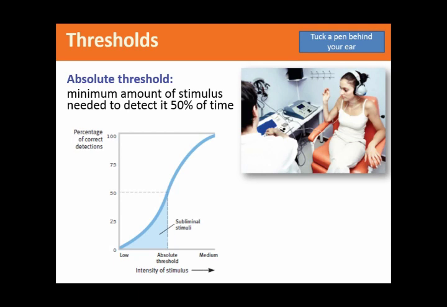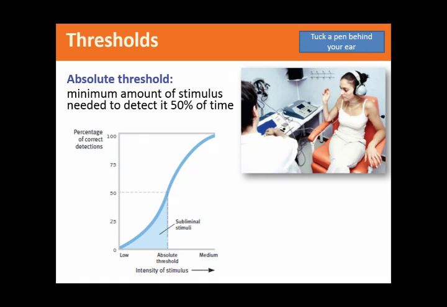Now, here's a graphic depiction of that I lifted from our textbook that shows the intensity of the stimulus along the bottom axis, and then the number of correct detections on the y-axis. And the absolute threshold is at that level of intensity of stimulus where you're detecting the stimulus half the time, right? So to the left of that absolute threshold would be information that you're detecting 49.9% of the time or less, right? That is officially called subliminal stimuli.